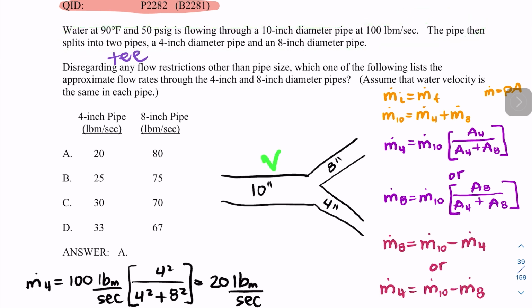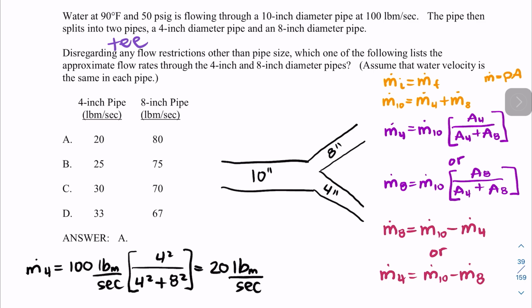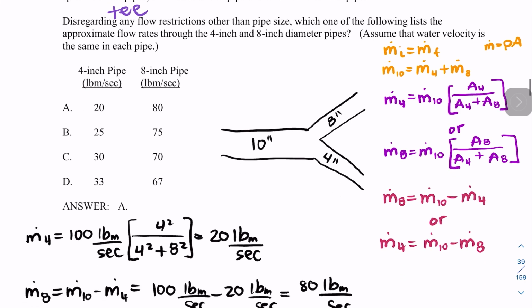And everything has the same velocity. The velocity is going to be constant. So it says, disregarding any flow restrictions other than the pipe size, which one of the following lists the approximate flow rate through the 4-inch and 8-inch diameters? It says, assume the water velocities are the same. So remember, this information is what comes in. It should be the same as what comes out. So what comes in, the sum of this, is going to be the same as this, right?